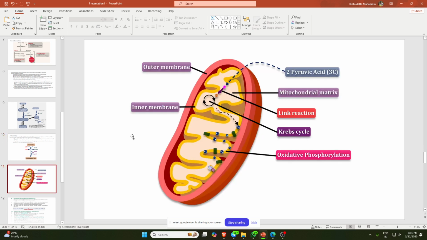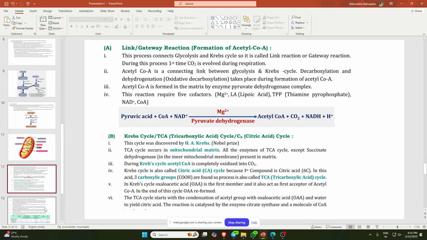Now, you have studied where the Krebs cycle is happening. It is in the matrix. The link reaction is also happening here, in the matrix. Now, come to here. So, what is the link reaction? This process connects glycolysis and the Krebs cycle. So, it is called the link reaction or gateway reaction.